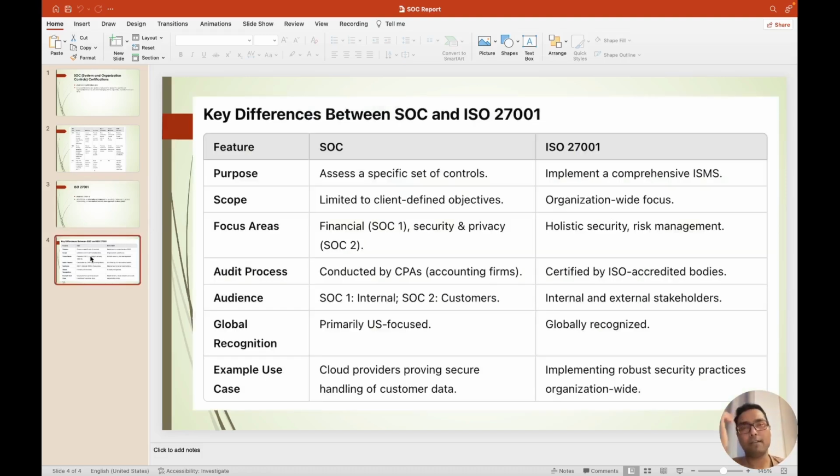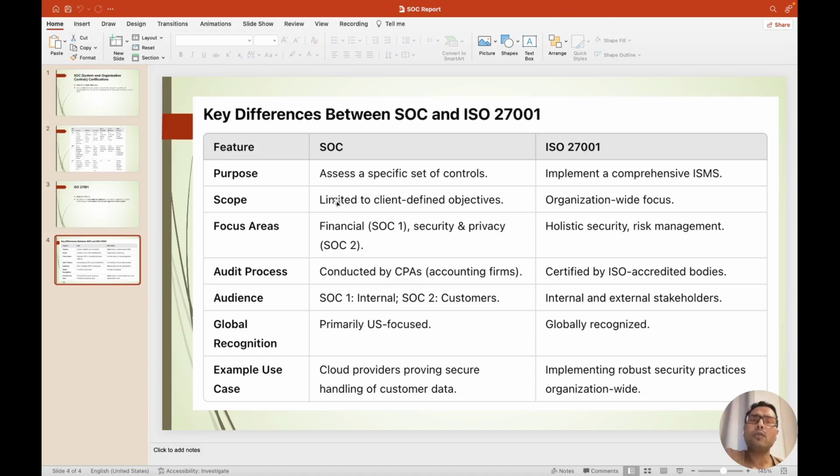Let's see the differences between the SOC and ISO 27001. The purpose for the SOC is asset specific or a set of controls. That means for SOC 1, the organization needs to show only the finance related controls, but the ISMS is a comprehensive one, not only a single control.